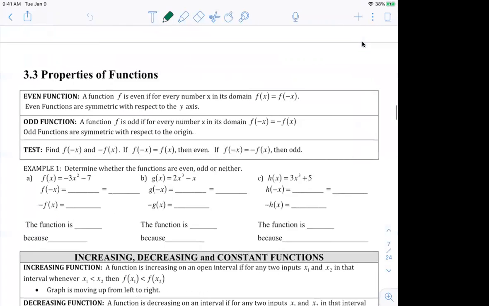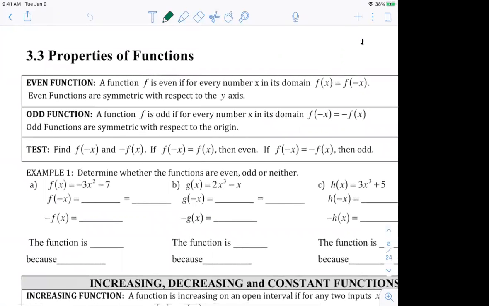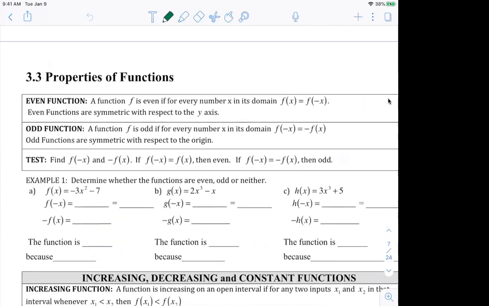So we're going to take a look at 3.3 properties of a function. You're going to have to learn what an even function is and an odd function is. So an even function is for every number x in its domain, that f of x equals f of negative x. I'm going to show you how to test for that. And even functions are symmetric with respect to the y-axis. So we've got a definition and then a visual.